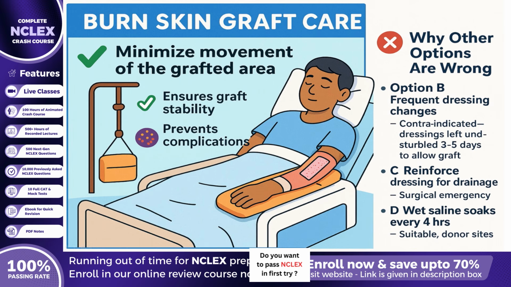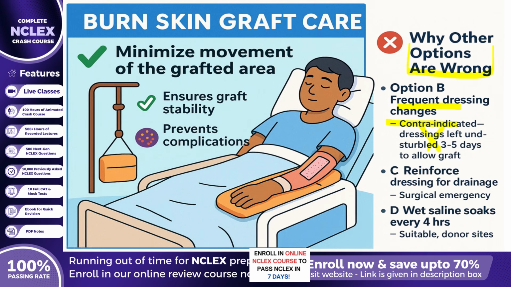Now let us turn to the incorrect options to understand why they should not be chosen. Option B, changing the dressing every 8 hours, is contraindicated because graft dressings are intentionally left undisturbed for at least 3 to 5 days to allow adherence. Removing or replacing them too soon risks dislodging the graft and exposing it to infection.